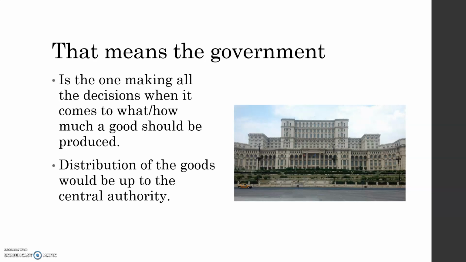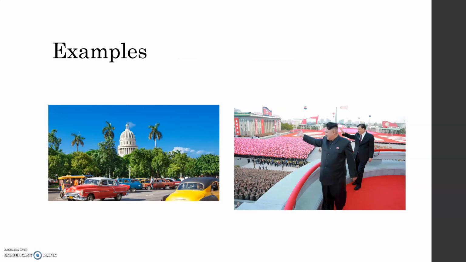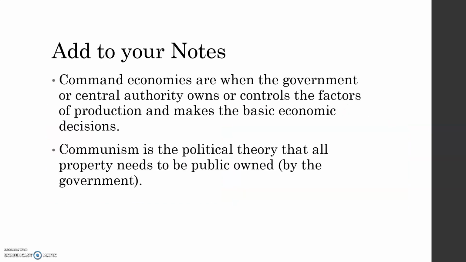And some people might get a ton of resources. Take a look at this picture here. That's the People's Palace of Romania. When Romania was a command economy and a communist nation, that was one person's house, the dictator Ceausescu. And trust me, not everybody in Romania had a house that nice. It's the heaviest building in the world, still today. Other examples: Cuba is a great example of a command economy. North Korea as well, both communist nations. They decide who gets what and how it's distributed. These are your notes on command economies.